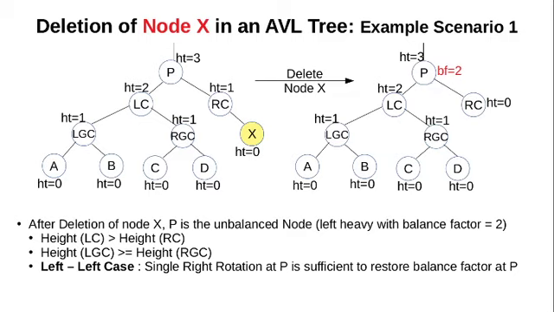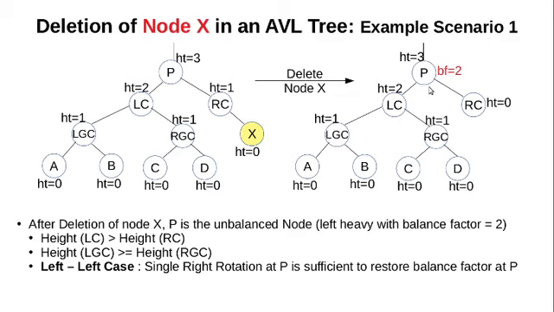For those who have forgotten, the balance factor of any node is defined as the height of its left subtree minus the height of its right subtree. We observe that the height of LC, the left subtree of P, is 2, and the height of RC, the right subtree of P, is 0. Hence the balance factor of P is 2 minus 0, that is 2. Hence we need to do appropriate rotation to restore the balance factor at P.